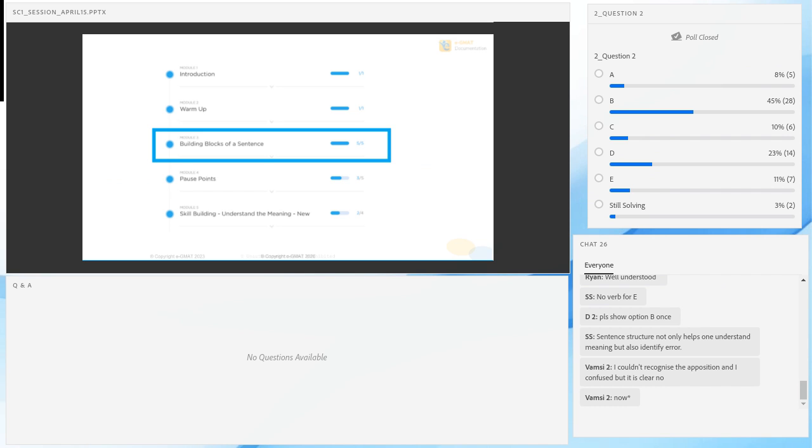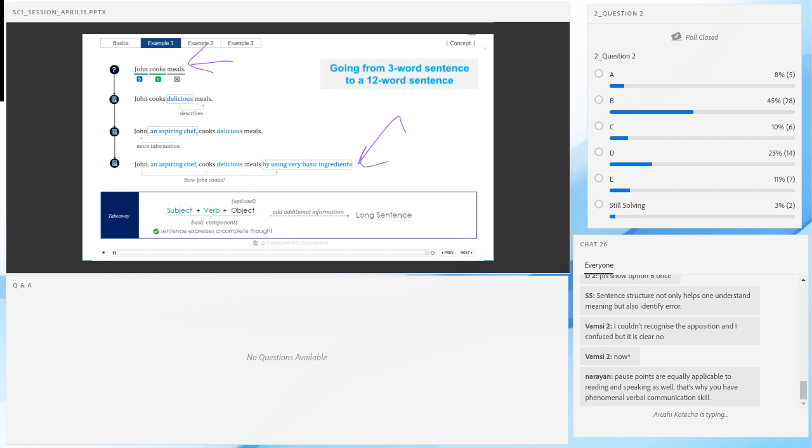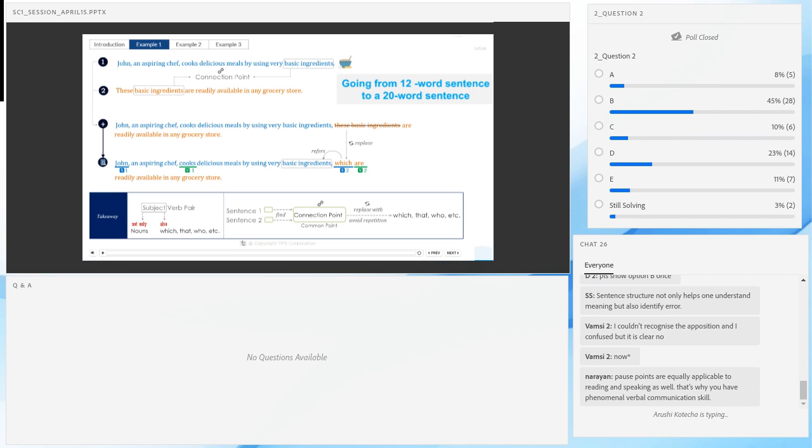Building blocks of a sentence. We take a 3-word sentence you see over here, and we build a 12-word sentence over here, telling you how is it that you add more information. Because one thing is, how are long sentences formed, right? That's very, very important. And then in the next file, we go from the same 12-word sentence to a 20-word sentence. Again, telling you how is it that you build those long sentences, because once you know that, you then take that very information back when you have to deconstruct a long sentence.